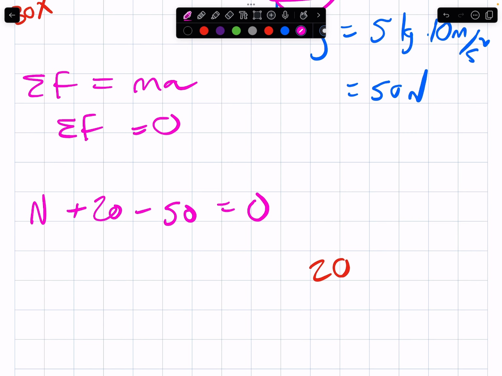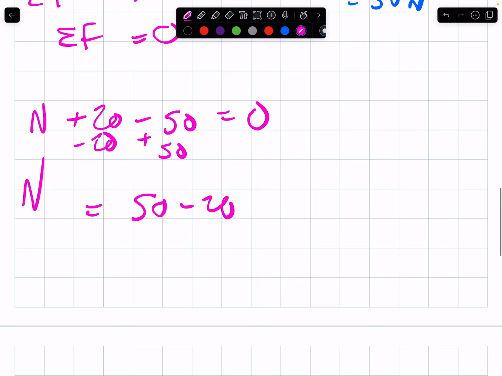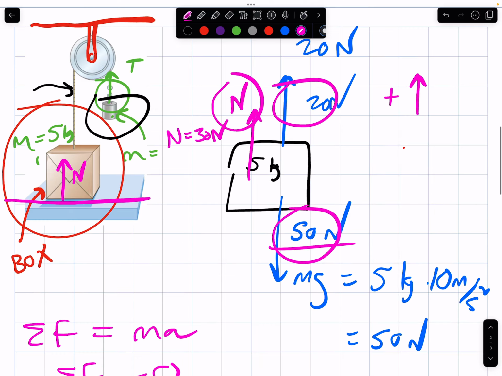So, solving this thing for N here, if we want to get complicated about it. So you subtract 20 from both sides and add 50 to both sides. So I get N equals 50 minus 20 newtons. So N is 30 newtons. All right. Problem done. Let's do one more.